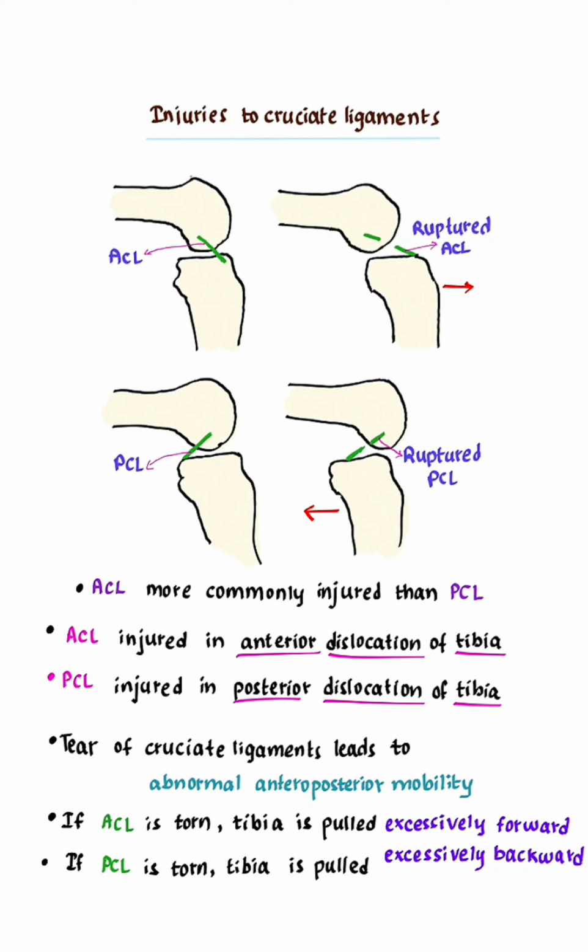Injuries to cruciate ligaments. Anterior cruciate ligament is more commonly injured than posterior cruciate ligament. Anterior cruciate ligament is injured in anterior dislocation of tibia. Posterior cruciate ligament is injured in posterior dislocation of tibia. Tear of cruciate ligaments leads to abnormal anteroposterior mobility. We have already discussed that cruciate ligaments maintain anteroposterior stability. Hence, injury to the cruciate ligaments causes abnormal anteroposterior mobility. If anterior cruciate ligament is ruptured, tibia is pulled excessively forwards. If posterior cruciate ligament is ruptured, tibia is pulled excessively backwards.